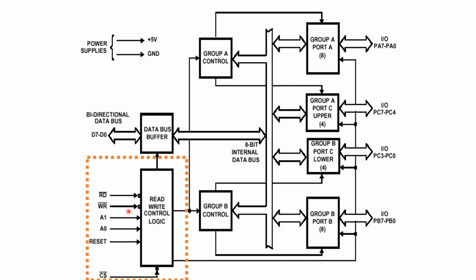The next one is the WR pin. A low on this particular pin enables the CPU to write something into 8255A. Next are the A0 and A1 pins. A0 and A1 pins are used for selection of ports. They are normally connected to the least significant bits of the address bus. So the basic operation of these A0 and A1 pins is to select the ports of 8255A. So let's check the table for the same.